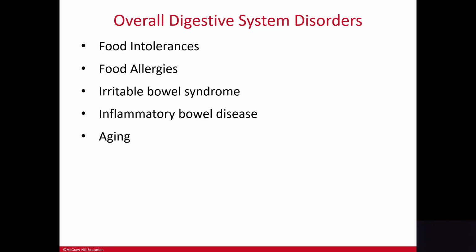Okay, let's look at some disorders, some overall digestive system disorders. These disorders affect the entire GI system and not one specific structure or organ. As you go through the chapter, you'll see we'll focus on more specific disorders as they arise. The first two are often mistaken for one another, but they are actually very different.